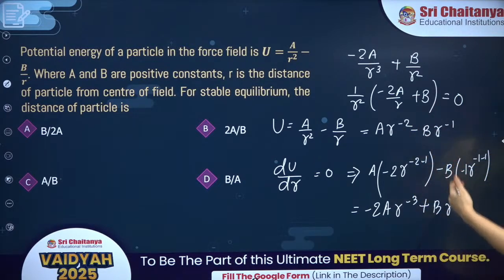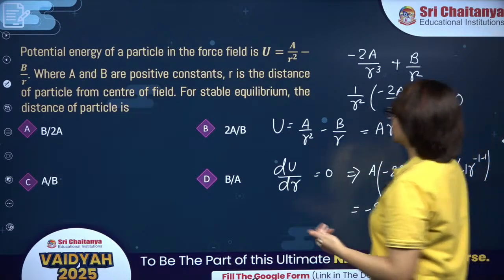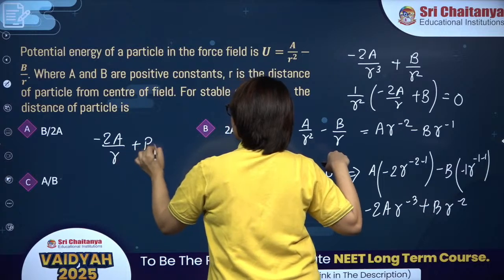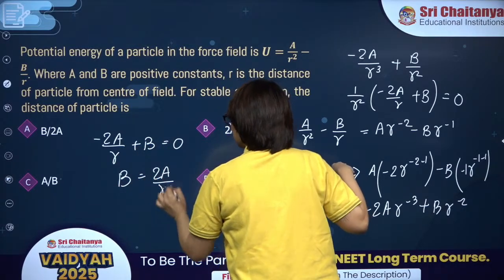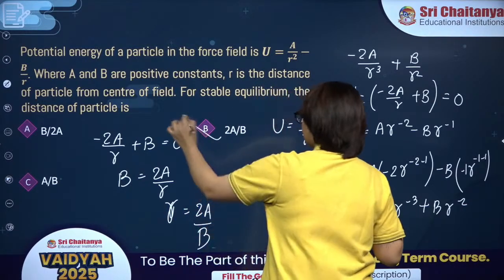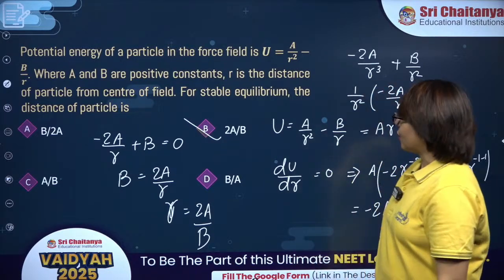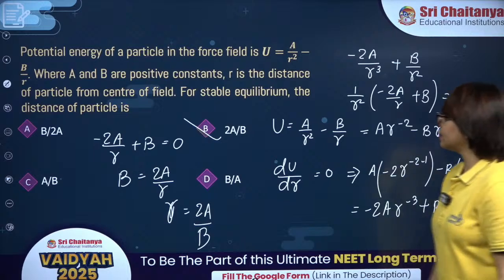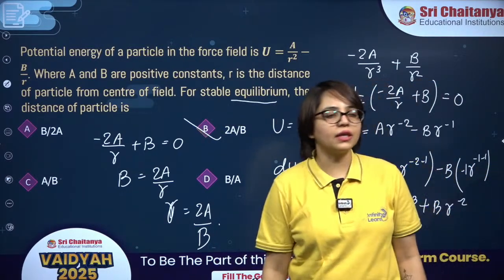So either 1 upon r square is 0, that means r is infinity, right? Or this term should be 0. So minus 2A upon r plus B is 0, that means B is equal to 2A upon r. So r will be 2A by B, which is option B. Option B is the correct answer. In order to cross check this one, you can double differentiate du upon dr and then put the value of r to confirm the location of stable equilibrium.